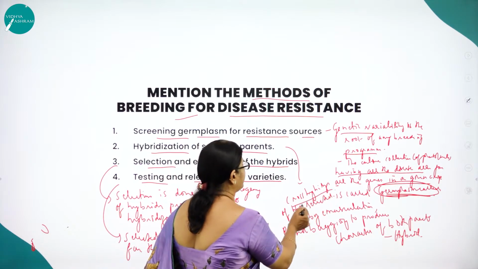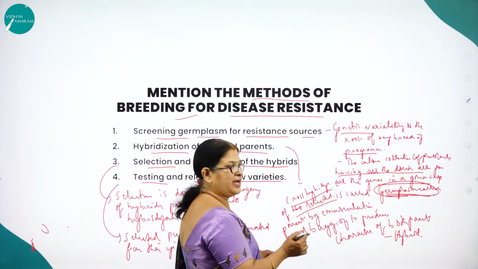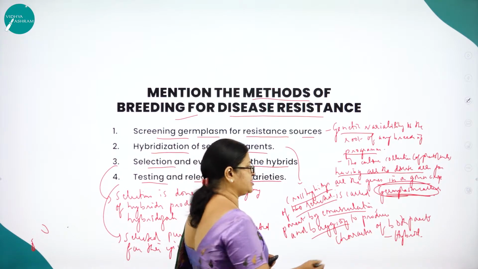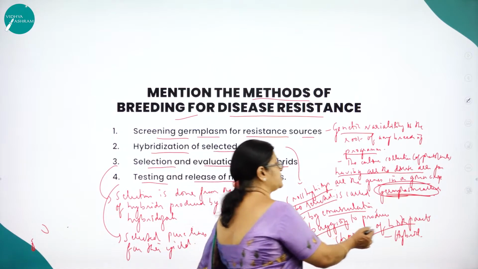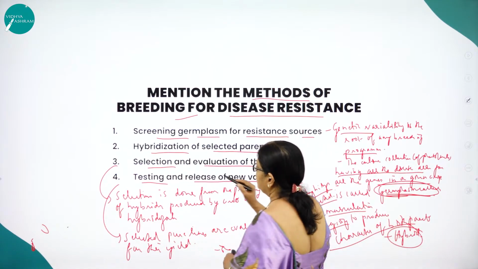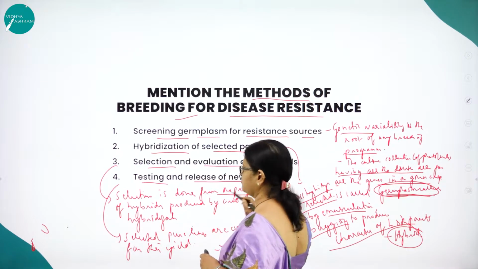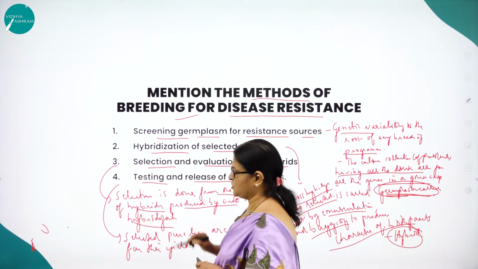Next, hybridization of selected parents. So cross hybridization of two selected parents is mainly achieved by emasculation and bagging to produce the characters of both the parents. That is called hybrid. Then selection and evaluation of the hybrid. So here selection is done from the progeny of hybrids produced by cross hybridization.